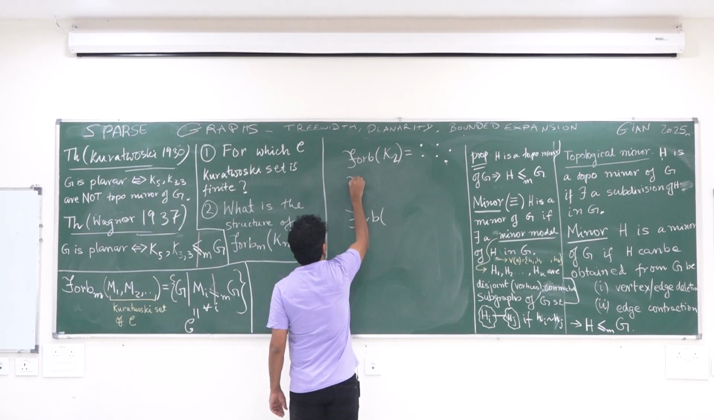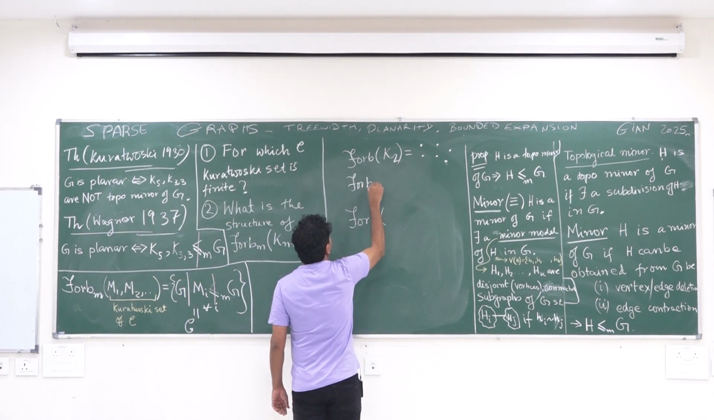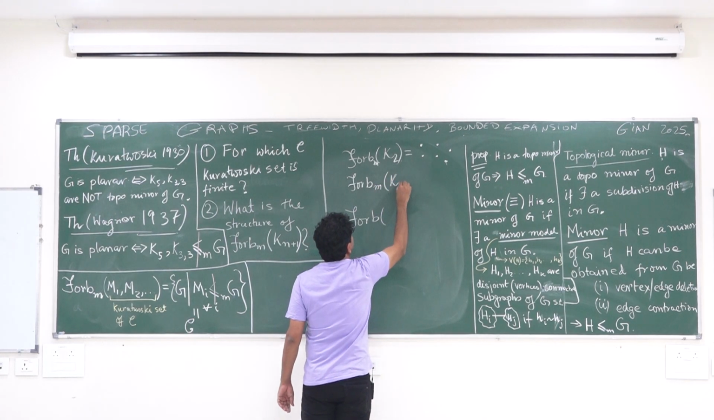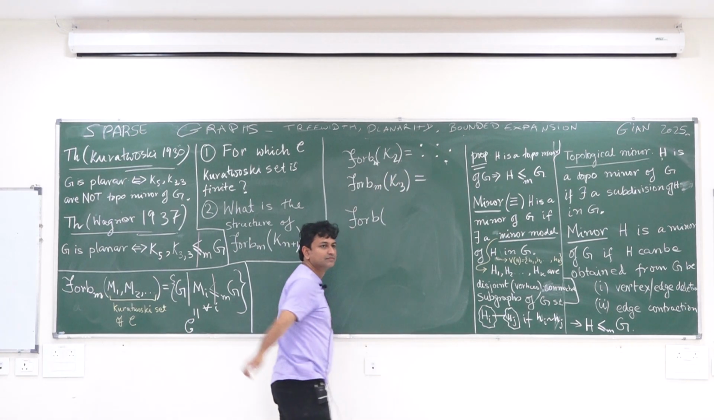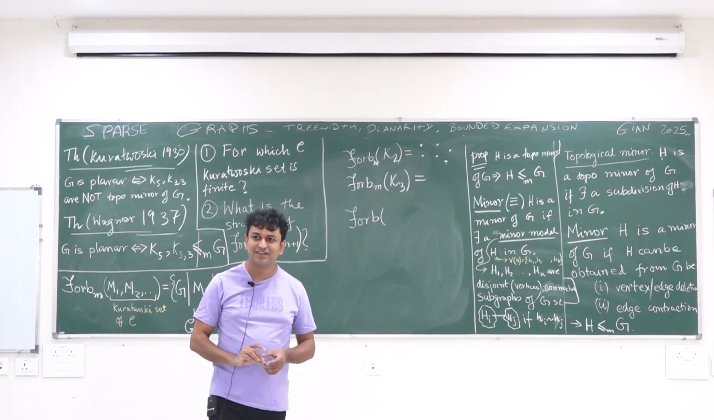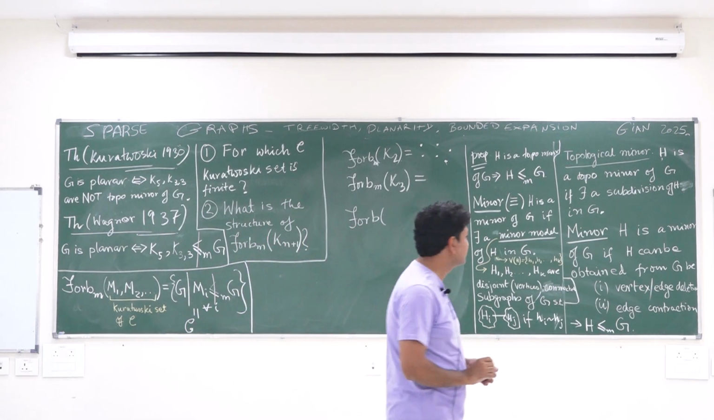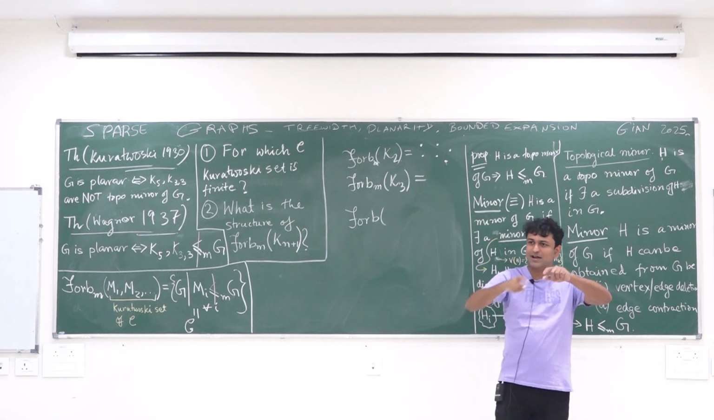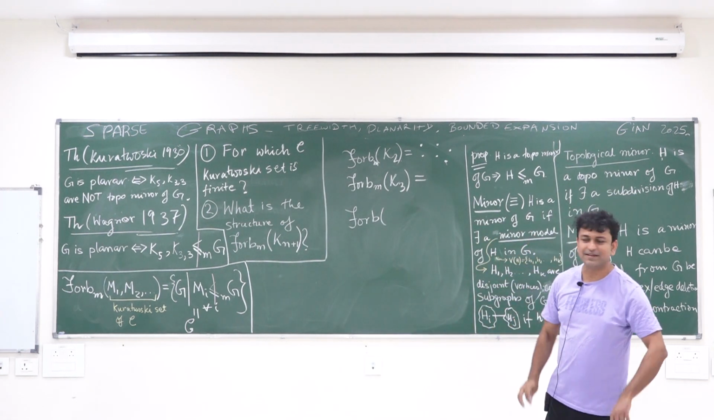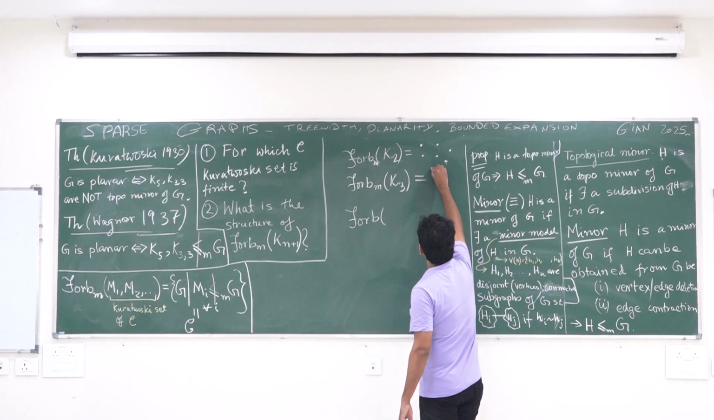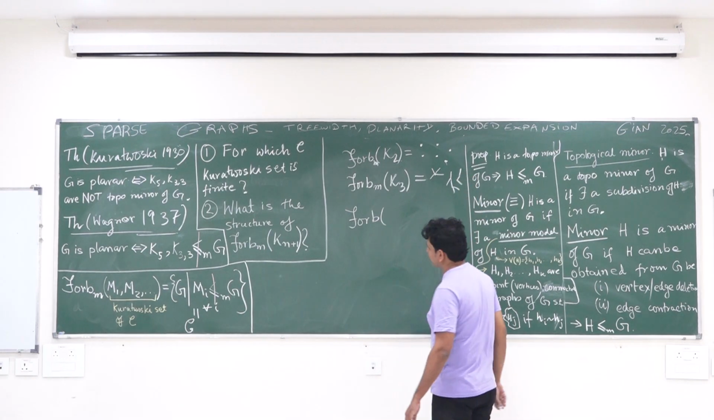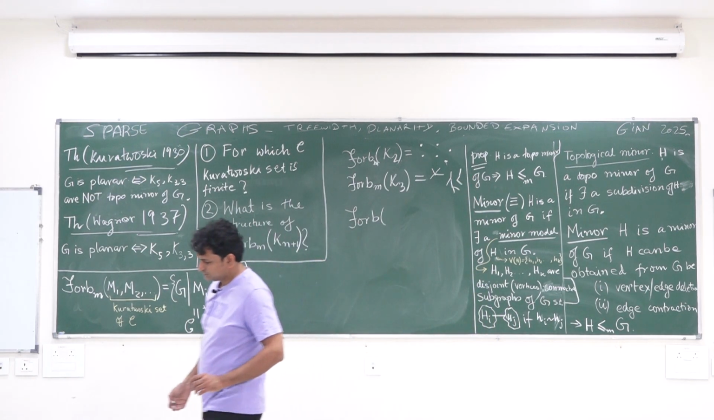Then for forbidden minor K3: forest, because it can be disconnected also, right? So no cycles basically, because every cycle you can contract and make it a K3. So no cycles basically. This graph has no cycles. Forest. Okay.